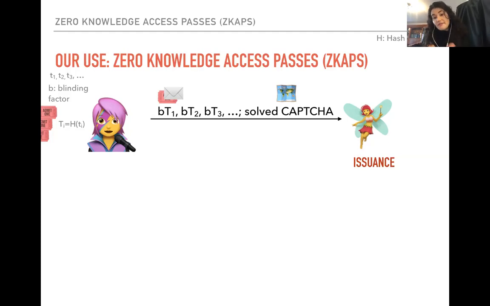For Privacy Pass, I'll just keep this metaphor: you bring your solved captcha. For ZKAPs, we actually check with the provider that you paid, but just in the issuance phase, not in the redemption phase. So this is the separation idea.